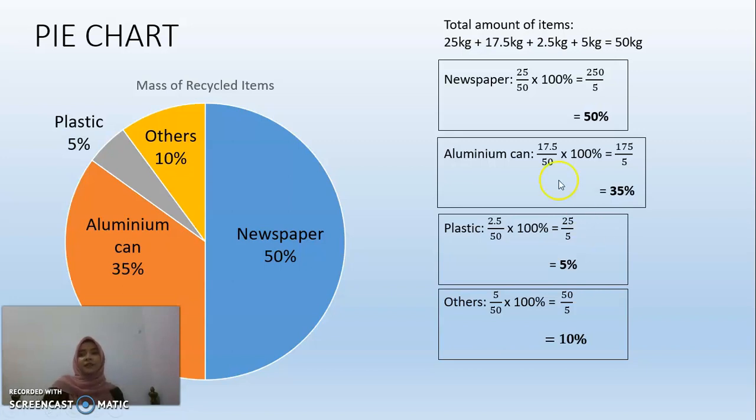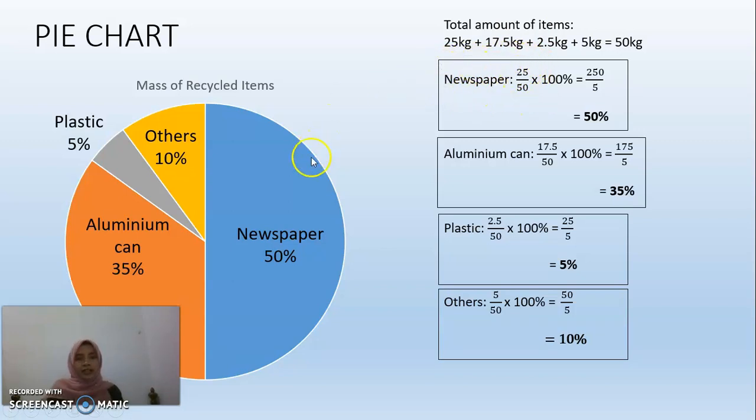Okay, let's see here. First of all, we need to total the amount of all items. Previously, we have already totaled the items, right? So 25 kilogram plus 17.5 kilogram plus 2.5 kilogram plus 5 kilogram equals 50 kilogram. So the total amount of all 4 items here is 50 kilogram. So how we convert it into percentage is by multiplying it by 100%.